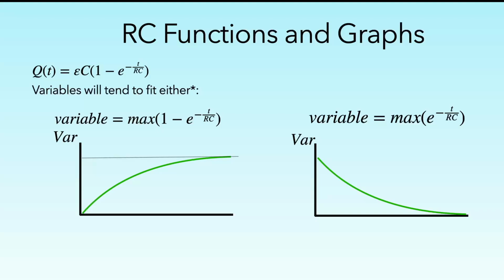Alternatively, some variables, like in the case of current in a charging circuit, end up being a max times e to the negative t over RC. It's a declining exponential. Okay? Now, when I said they'll fit this, that max really depends on the rest of the circuit. It might not go to or from 0. In other words, it might be a little more complex circuit. So we may have to do a little thinking about what the limits of this are. But this is the general shape that we're going to deal with.